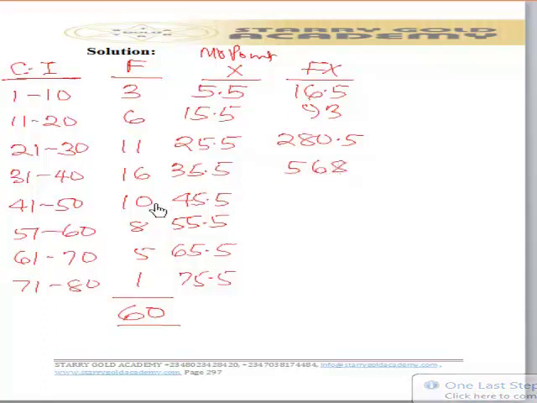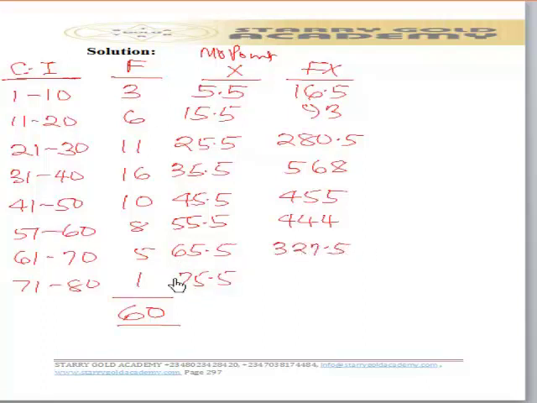16 times 35.5, we have this as 568. We have 10 times 45.5. This is 455. We have 8 times 55.5. This is 444. And we have 5 times 65.5. This is 327.5. Then we have 1 times 75.5. That will be 75.5.